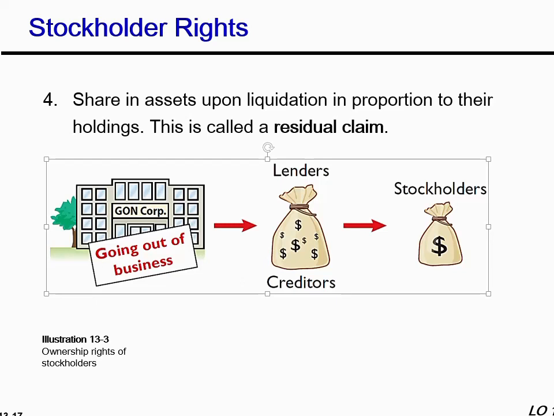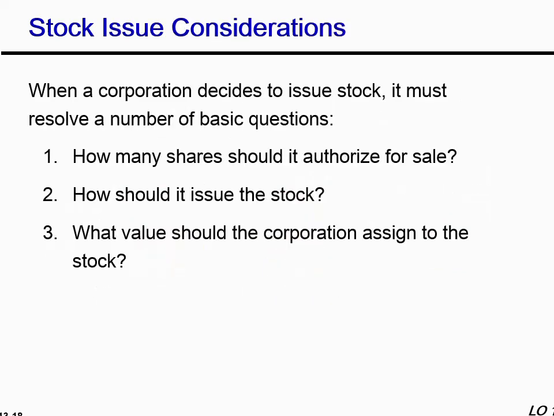Now, let's talk about some of the considerations while issuing stocks. When companies are going to issue stock, they should be clear about a few questions, or have a clear idea about certain things. So, what are they? Number one, how many shares are they authorized for sale. Authorized means the maximum capacity given by the state, that is, how many shares they can issue throughout their life. That is known as authorization or authorized capital.